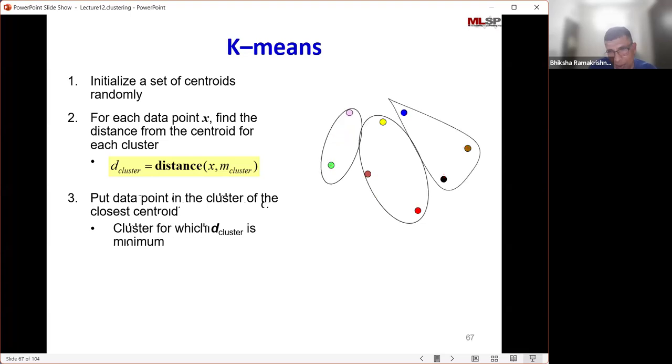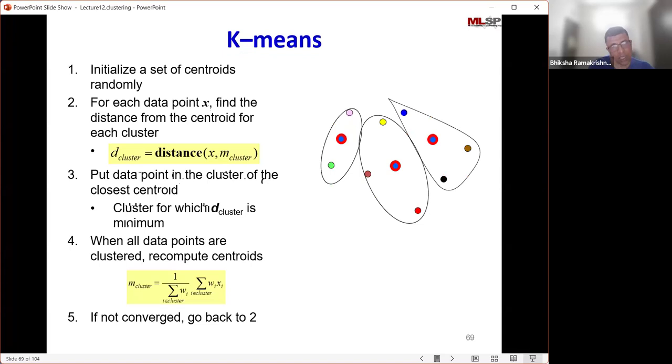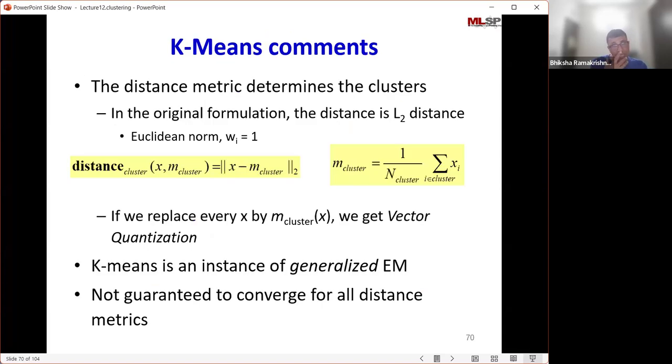And so now you've got your new clusters and you can iterate, right? The distance metric determines the clusters. In the original formulation, the distance is L2. And if you replace every vector X by the centroid of its cluster, you get vector quantization. K-means is an instance of generalized EM.